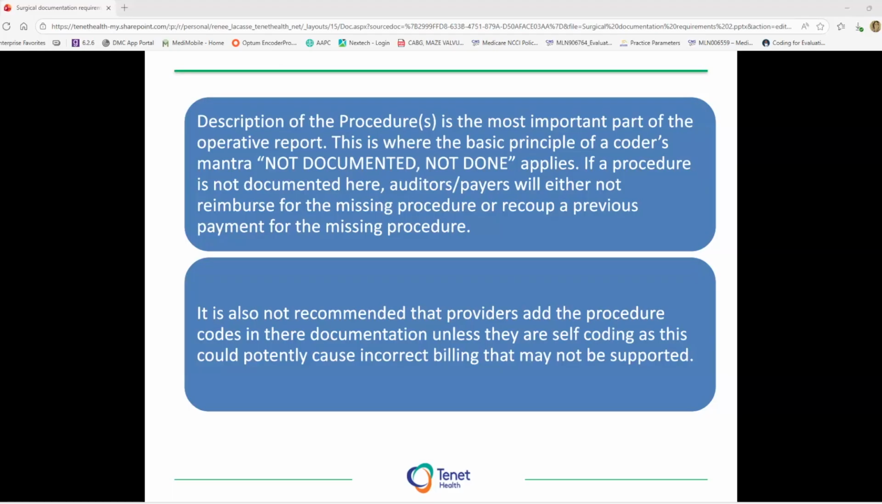Providers should not include procedure codes. So it's not to say that you can't include your procedure codes in there. We don't recommend it unless you are a self-coding provider, because it could lead to incorrect billing. Documentation may not support those codes, which could cause compliance issues.